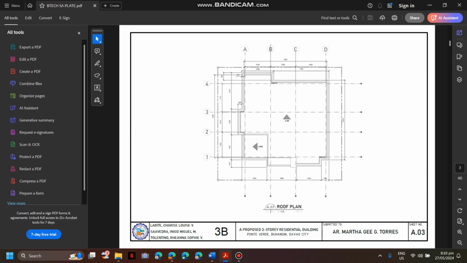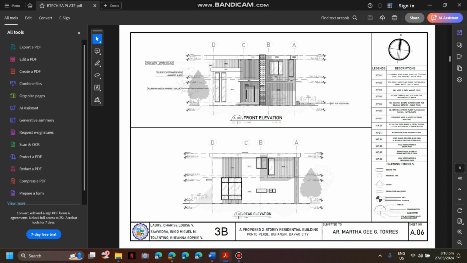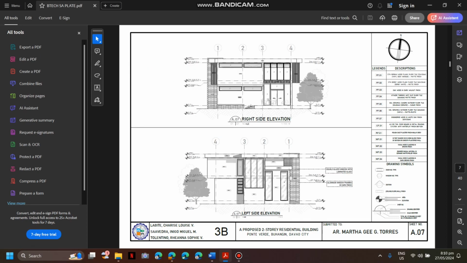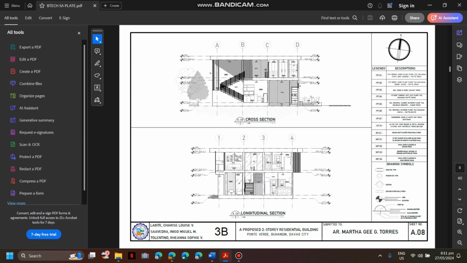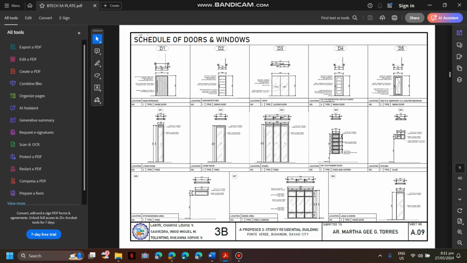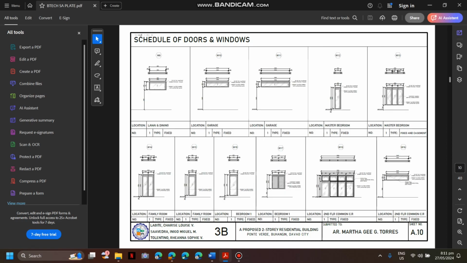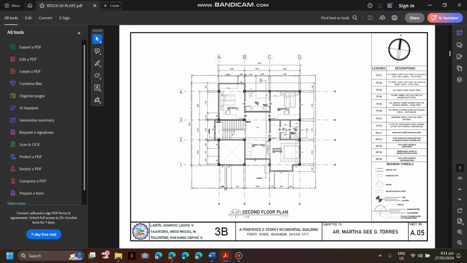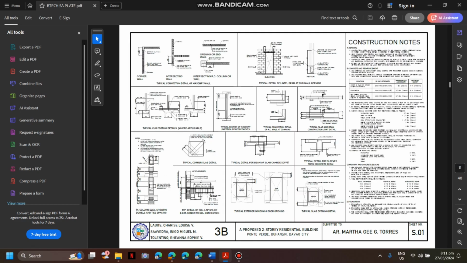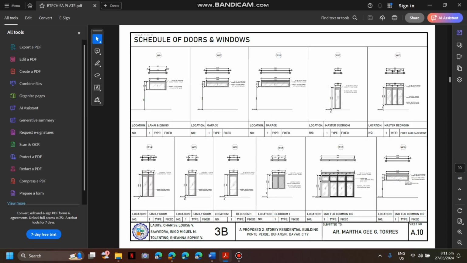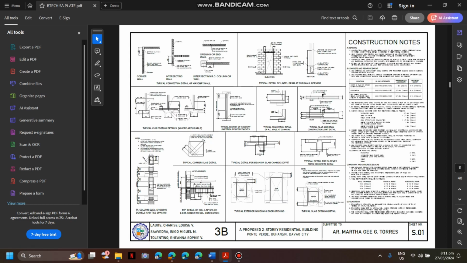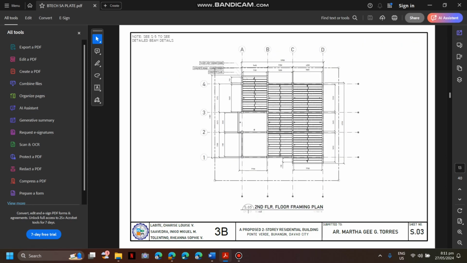So here we have the plans. We have the roof plan, the ground floor plan, the second floor plan, the elevations, the right side elevations, the cross section, and the longitudinal section. We have the schedule of doors and windows. So this is included in our bill of quantities, and to determine the amount we counted it from here, from the different elevations. So further explanations will be provided later on.